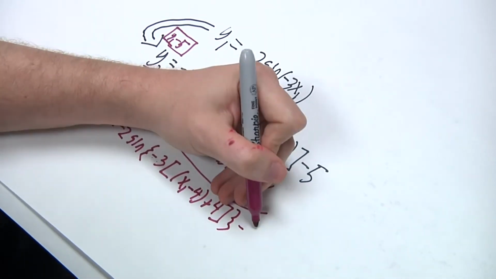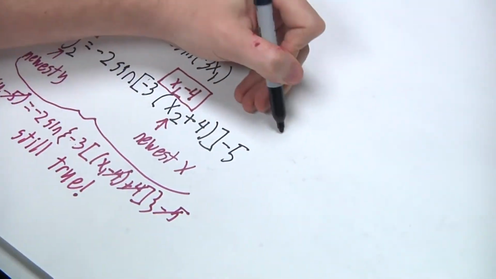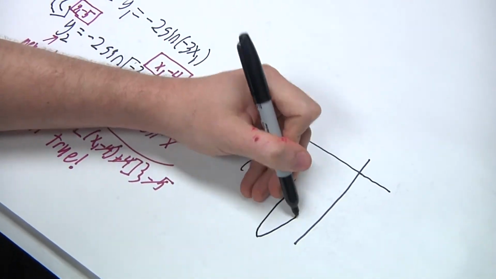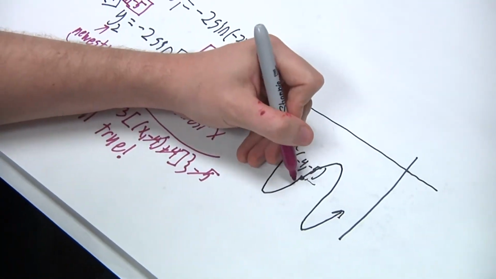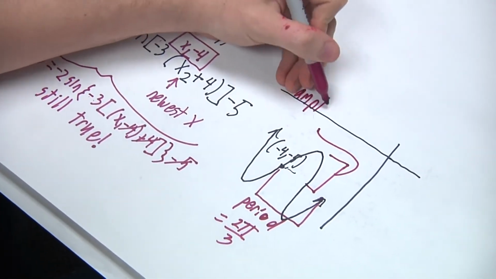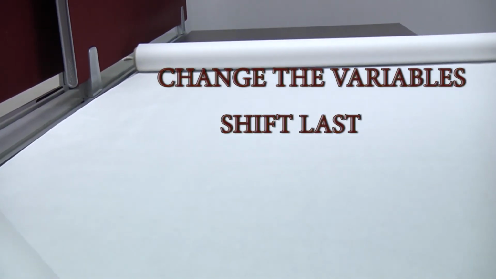And by thinking about these transformations, we can clearly see the new amplitude is 2 and the new period is 2 pi over 3. Now you can see that by using this elegant approach to transformations, there's no need to memorize a litany of confusing rules. Just remember, change the variables, shift last. CVS.